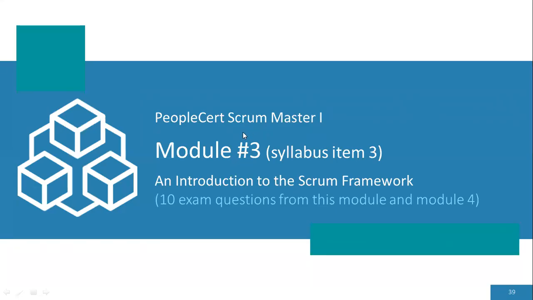Hello and welcome to module number 3 of PeopleCert Scrum Master I certification training. An introduction to the Scrum framework. This module along with module number 4 will fetch you 10 exam questions equal to 10 marks out of 40.